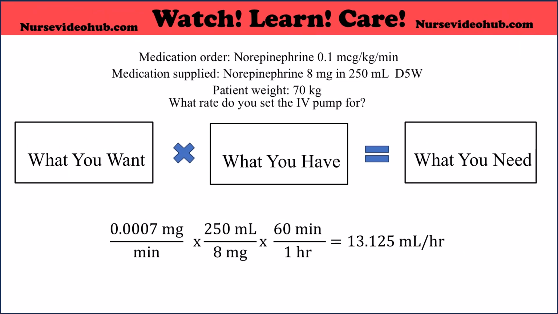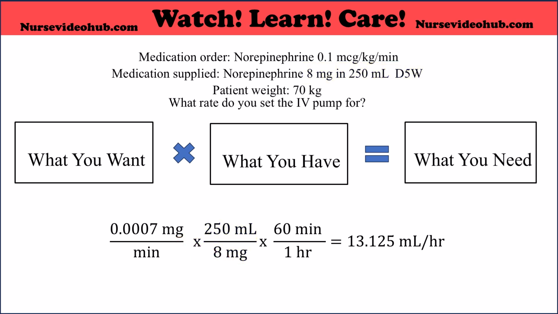Write out the prescribed dose as a fraction. 0.0007 milligrams over minutes. Then write the available medication in a fraction with the units set up so that they cancel out. 250 milliliters over 8 milligrams.